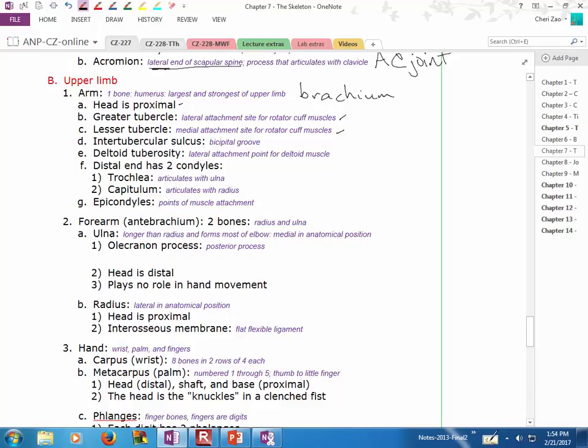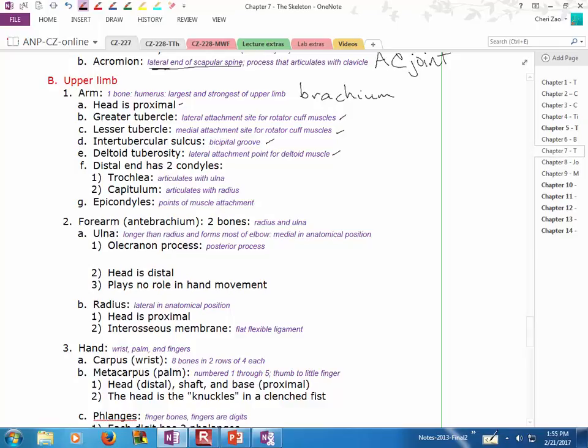And so when somebody has a rotator cuff injury, if they have some inflammation of these tendons, they'll have some tenderness in these areas of attachment. In between these tubercles is the intertubercular sulcus, and it is often referred to in the medical field as the bicipital groove. And so this is where the tendon of the long head of the biceps brachii actually goes through this. We also have associated with the humerus the deltoid tuberosity, lateral attachment point for our deltoid muscle.